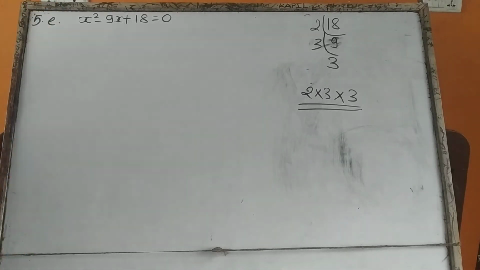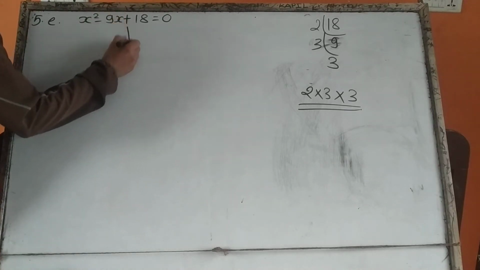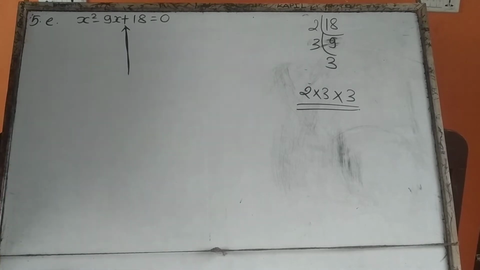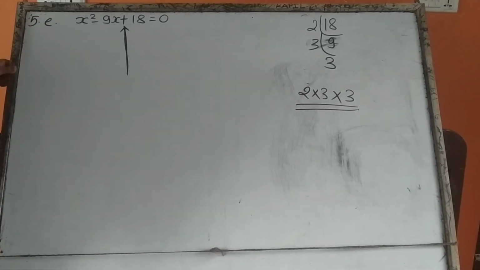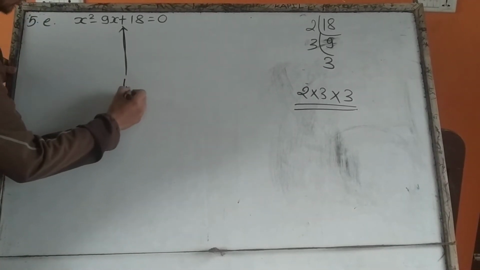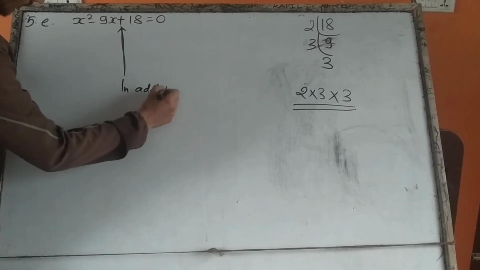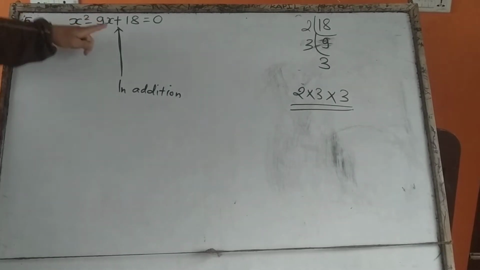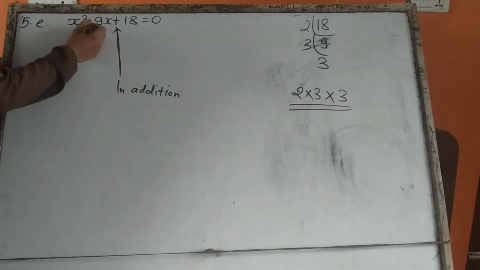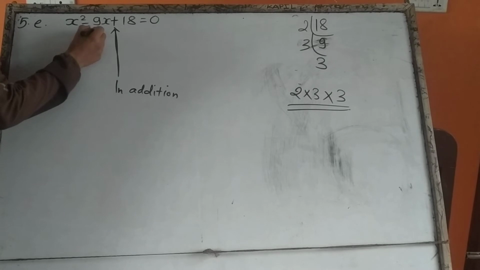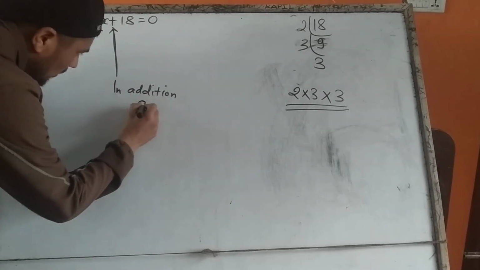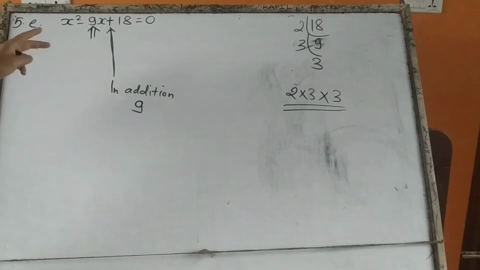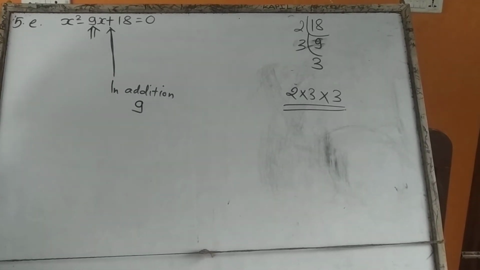First of all, always look at the symbol of the last number. What is the symbol here? Plus. Plus means addition. If it is minus, it means subtraction. So in addition, it should give us 9. You have to take two numbers which should give us 9 on addition.